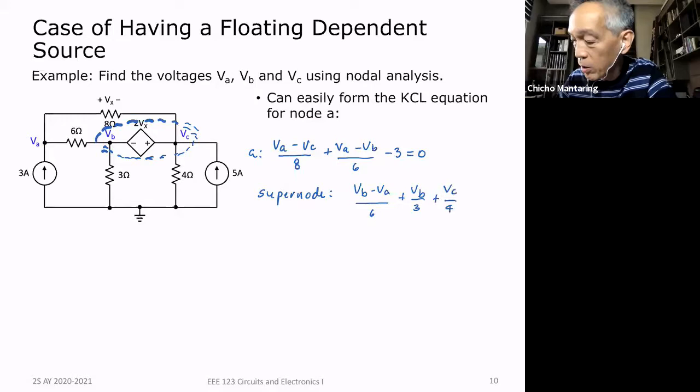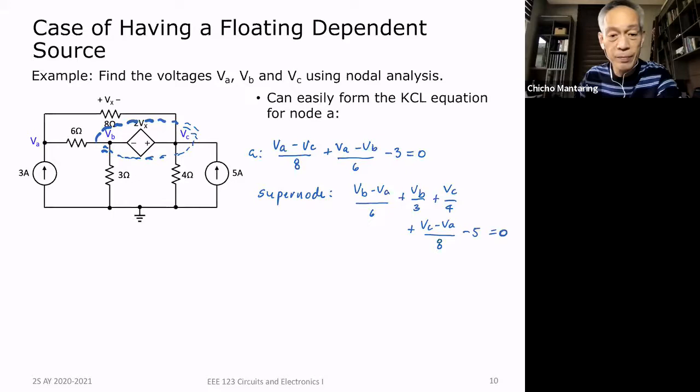Then at the top, we have VC minus VA over 8. And finally, we have this 5 ampere source, so this is minus 5. Why minus? Because it's entering the node, not leaving. This is equal to 0. So that's my second equation. I have 3 unknowns, VA, VB, VC, and I only have 2 equations. What is my third equation?